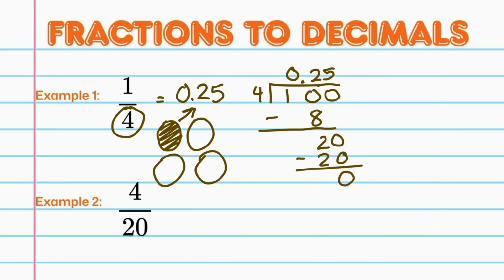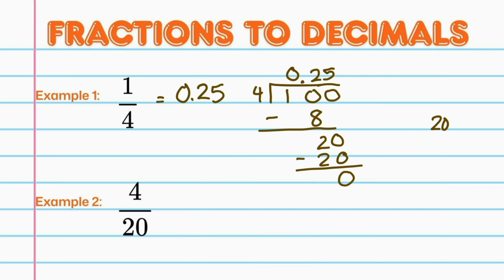Let's look at example 2. We have 4 over 20. So we're going to do the same steps. We're going to take 20 and divide it into 4. Well, 20 doesn't go into 4, but 20 can go into 40 2 times. Remember, you got to add that decimal in there. 20 times 2 is going to give us a 40. So now we don't have a remainder. And because of that, that means that 4 over 20 is 0.2.